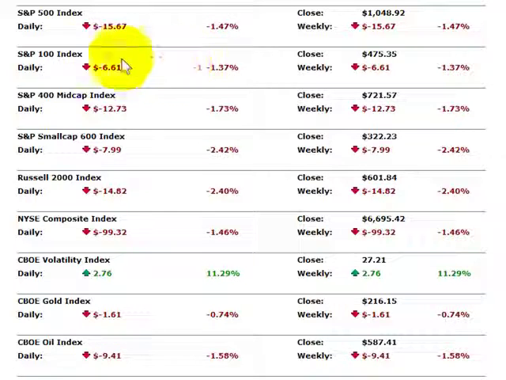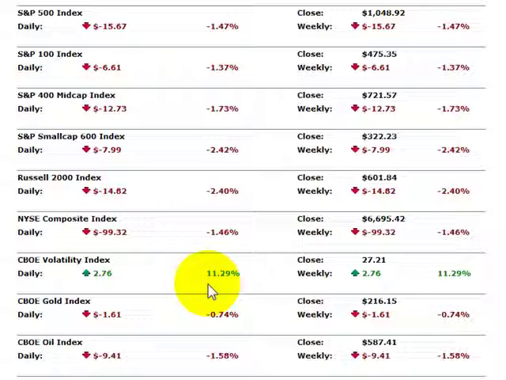Our 100 best stocks out there, shown by the S&P 100 Index, dropped 1.37%. Our mid cap, shown by the S&P 400 Index, dropped 1.73%. And our small cap, shown by the S&P 600 Index and the Russell 2000 Index, two different perspectives on small caps, dropping a whopping 2.42 and 2.4% respectively. New York Stock Exchange Composite Index dropped 1.46%.